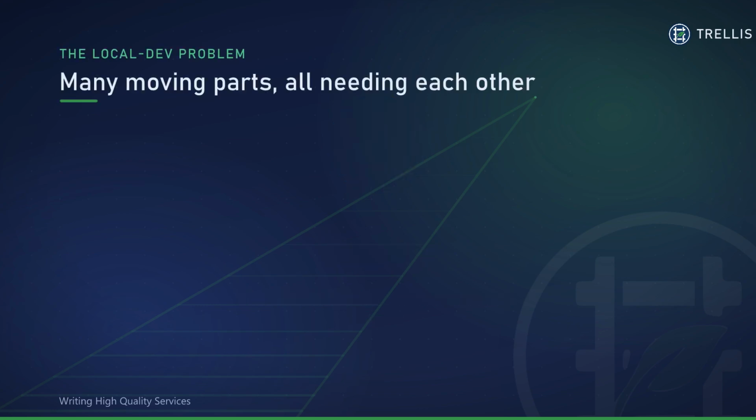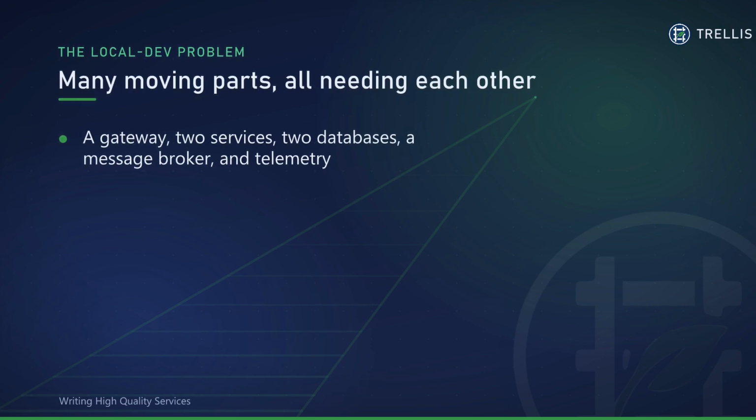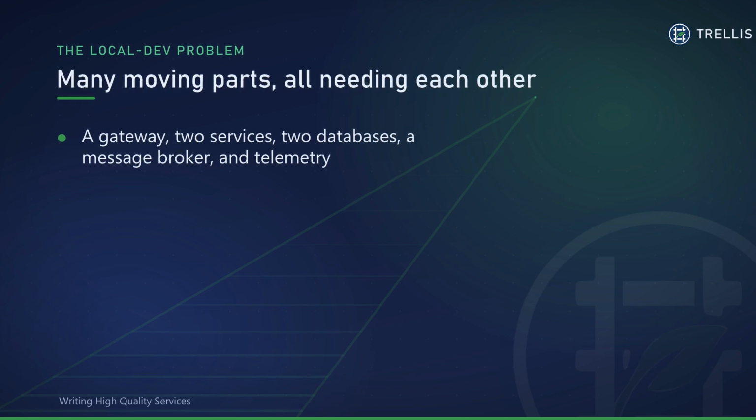Let's start with the pain, because it's real. Even our modest system has a lot of parts: a gateway, two services, two databases, a message broker, and telemetry collectors. And every one of them needs to find the others.